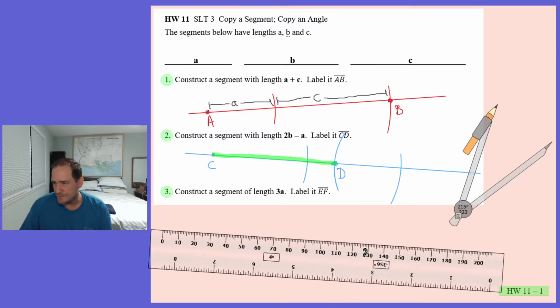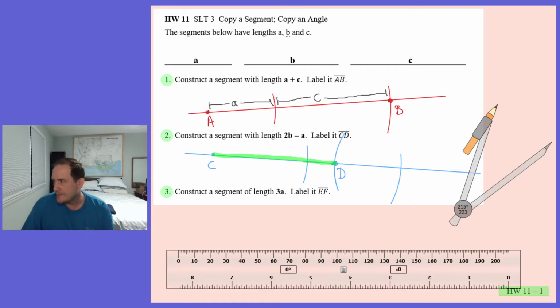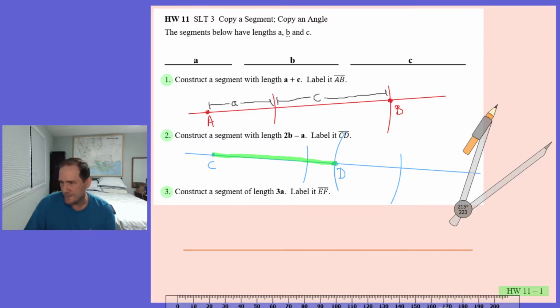So for the last one, this one says construct a segment of length 3A. And I would say this one is easier than the last one. We already did the 2B's. So if you understood how to do the 2B's, doing the 3A's is the same. You're just going to swing out segment A 3 times. So I'm going to draw a line that I can build upon.